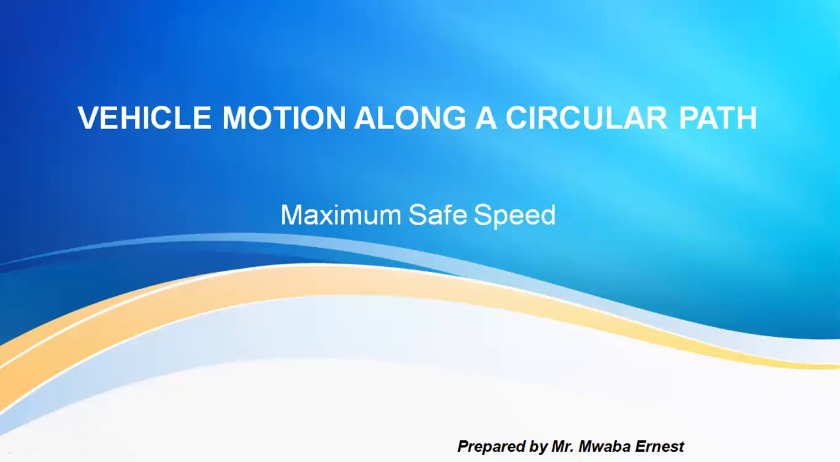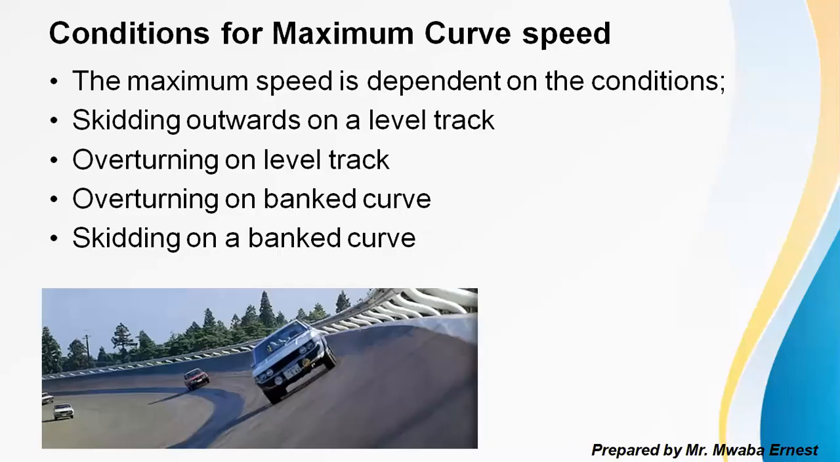So today we're discussing vehicle motion along a circular path. We'll be focusing on the maximum safe speed. What are the conditions for us to achieve that? To start, we have this situation. You may be given a number of conditions for you to achieve the maximum safe speed.